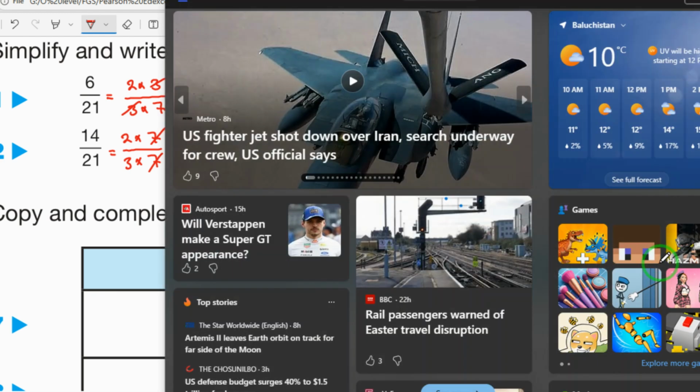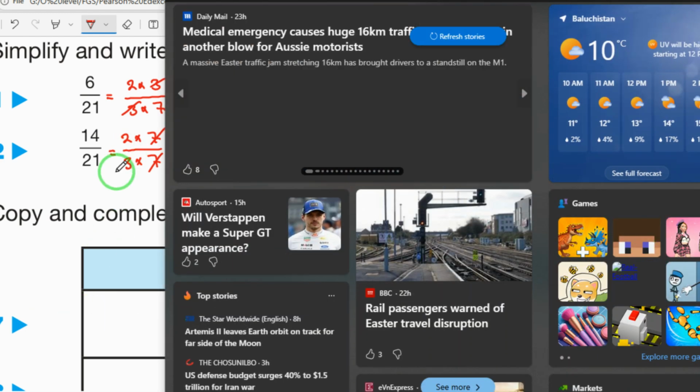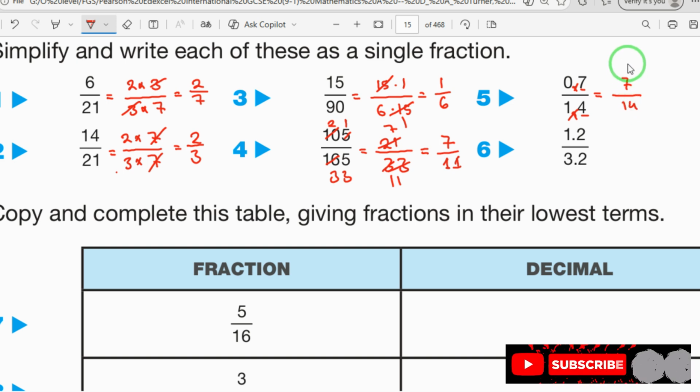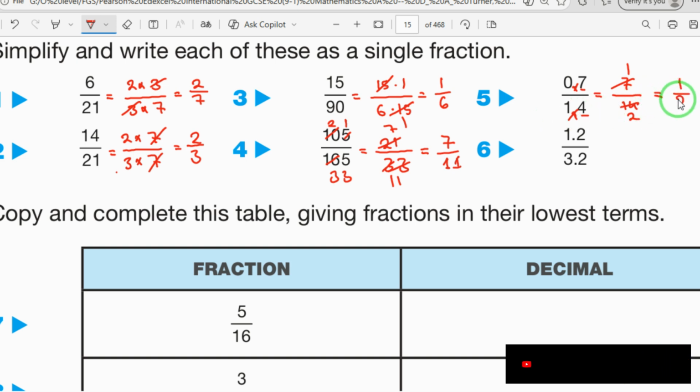We come to question number 5. Here we use the simple method because the number of decimal places in numerator and denominator are equal. We directly ignore the decimal point from both of them. So actually it's equal to 7 over 14. Now we simplify. 1 times 7 is 7, and 2 times 7 is 14. So the answer is 1 over 2.